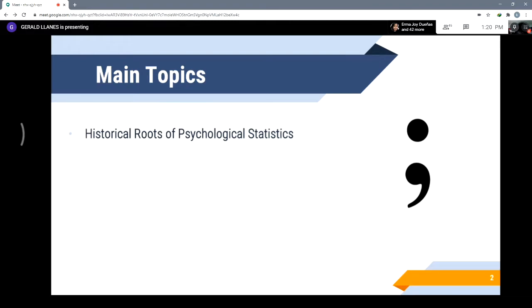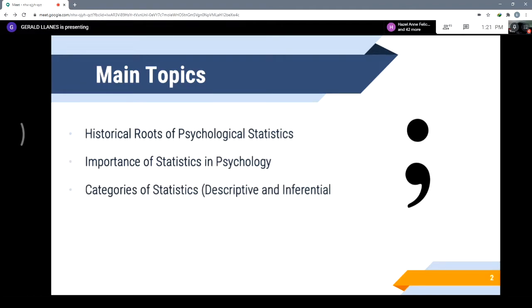The main topics are, first, the historical roots of psychological statistics. Sino-sino yung mga tao na nag-ambag para sa development ng psych stats in the field. Next is the importance of statistics in psychology. So what's the significance of studying statistics in relation to behavior and affect and cognition? Ano bang kinalaman ng stats sa pag-aaral ng psychology and bakit siya naging importante?